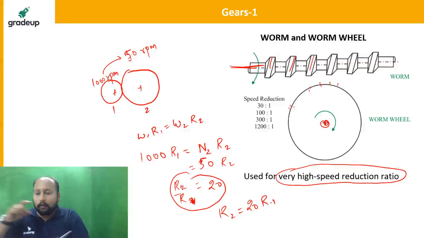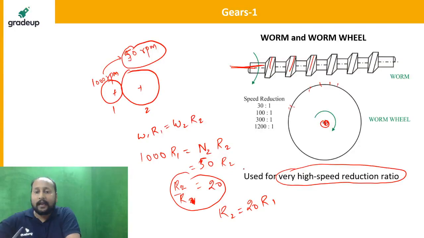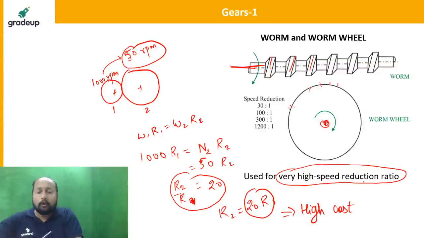Now, what's the meaning of this? If you want to reduce the RPM by 20 times, I need to take 20 times the radius. That means the cost of the material will be very, very high. If I want to reduce the RPM from 1000 RPM to 50 RPM, you will be using 20 times that radius. And you won't be able to use it at high RPM. Why? Because if we have a high RPM, there will be impact stresses, and due to impact stresses, the tooth will break.